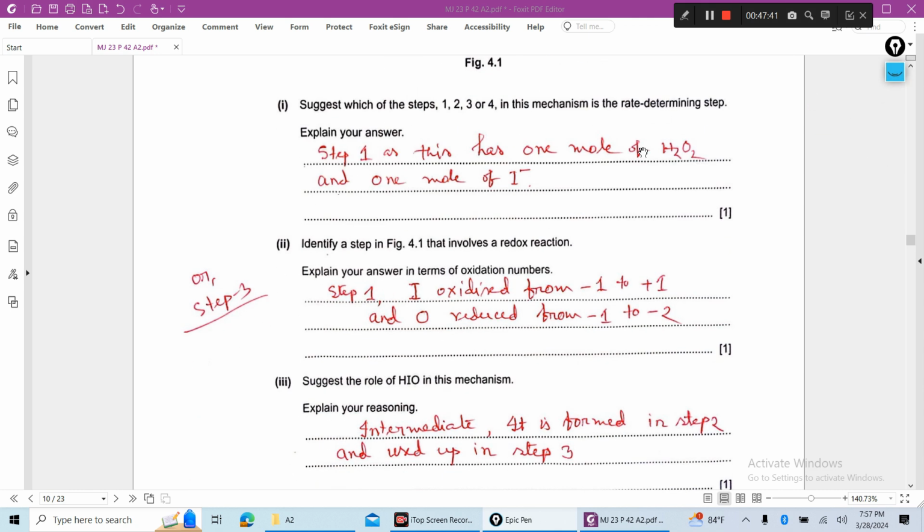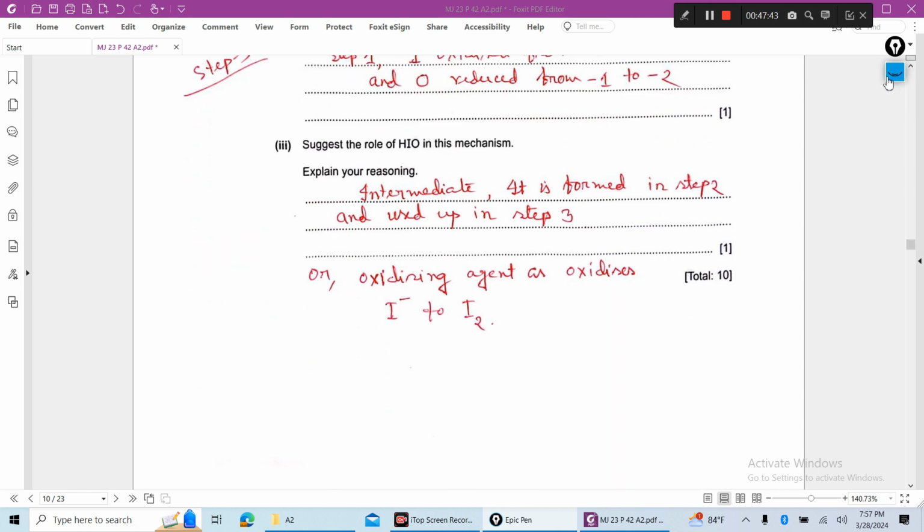Also you can write that HIO works as an oxidizing agent, as it oxidizes iodide ion to iodine. So you can write that its role is intermediate or that its role is oxidizing agent. Either one you can write, you get marks. Okay, thank you dear students.